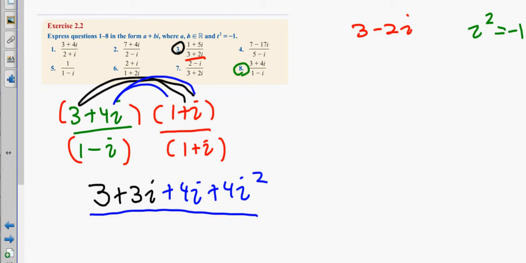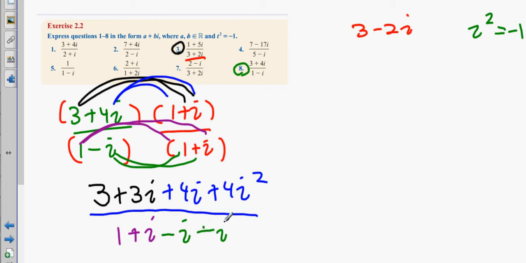And then on the bottom, what we're going to get is 1 times 1, which is 1, times i is plus i. Then what you're going to get is minus i times 1, which is minus i, and then minus i times plus i, which is minus i squared.